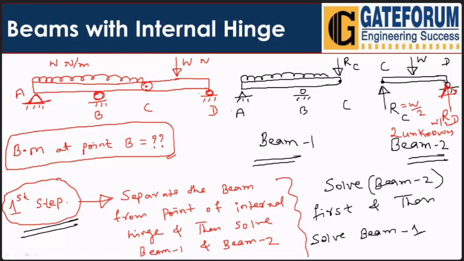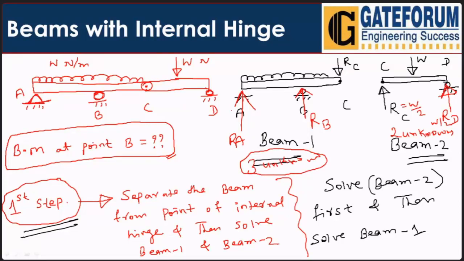But here, how many unknowns? RA will be unknown here, then RB will also be unknown, and RC will also be unknown. So here we have 3 unknowns in beam number 1.